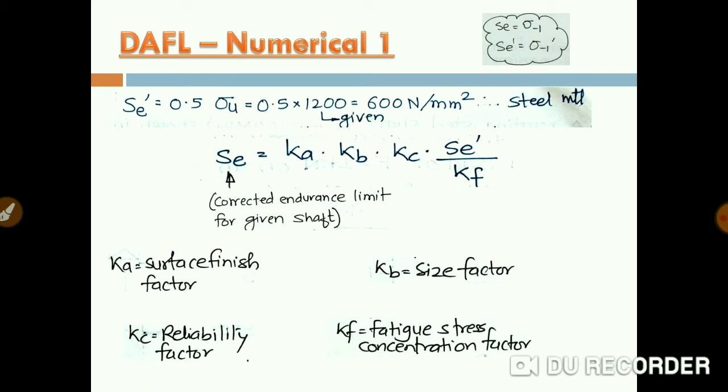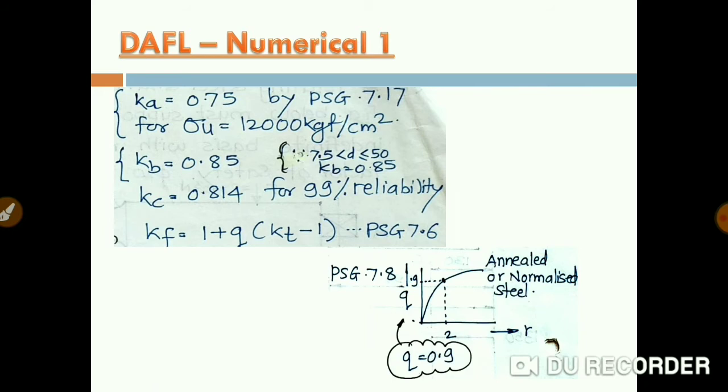Ka, Kb, Kc and Kf are the surface finish factor, size factor, reliability factor and fatigue stress concentration factor. Now, Ka is 0.75 from PSG 7.17 for ultimate stress of 1200 kgf per centimeter square. Kb is 0.85 as the diameter is between 7.5 and 50. Kc, by considering 99% reliability, comes out to be 0.814.